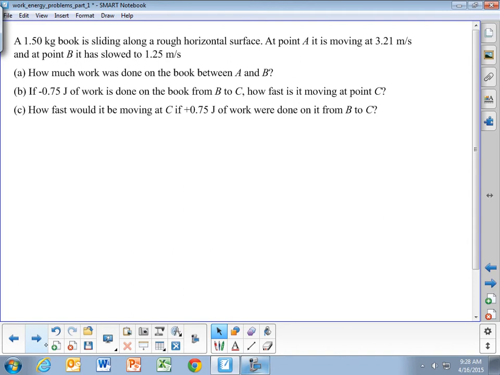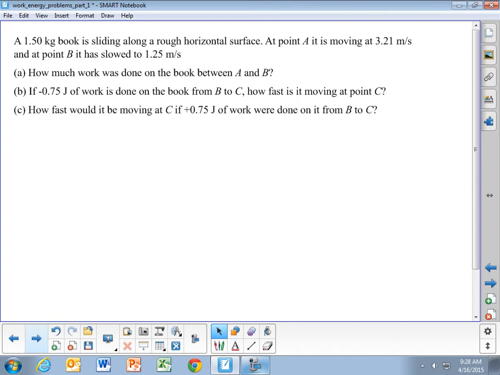In this first example, we have a book that's sliding along a rough horizontal surface. At point A, it's moving at 3.21 meters per second. At point B, it is slowed to 1.25 meters per second. And part A says how much work was done on the book between A and B.